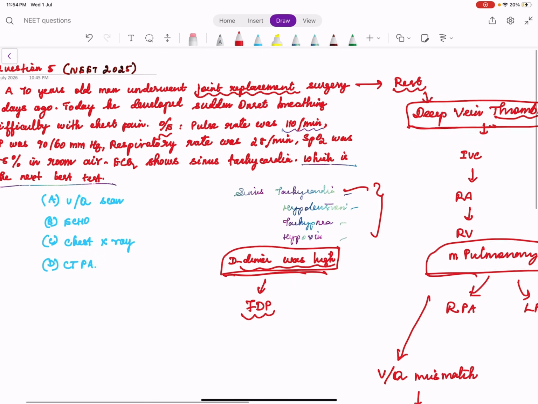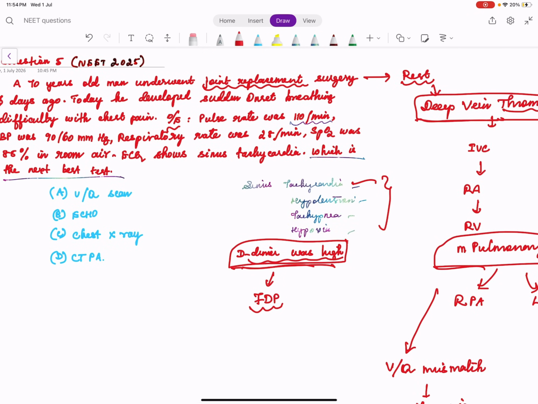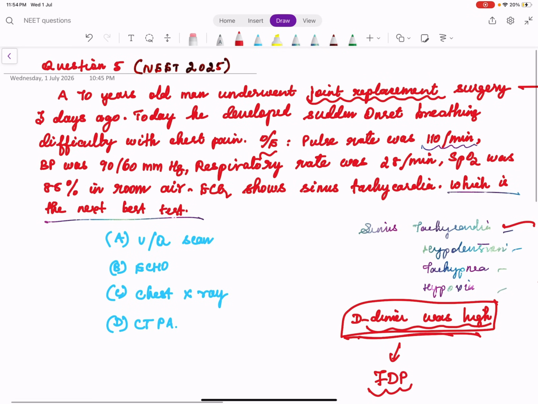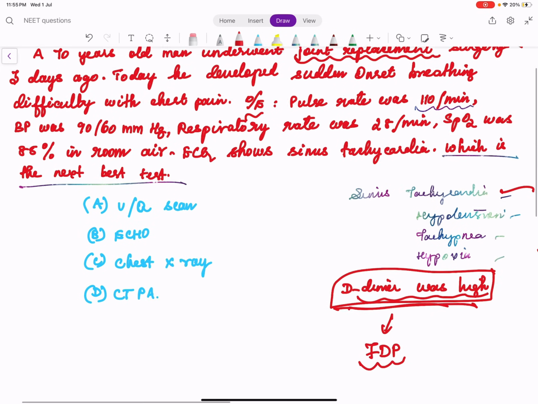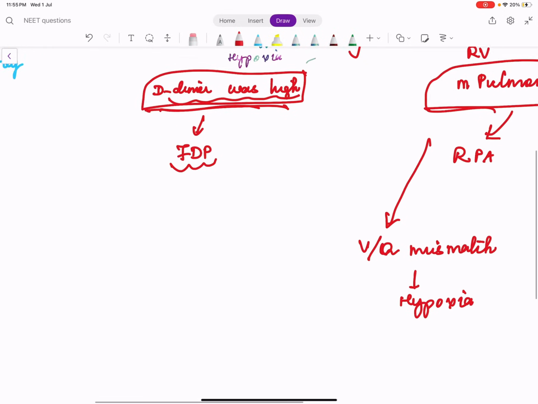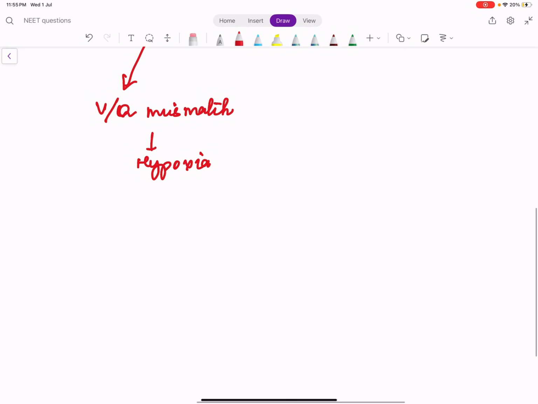Given the clinical clue of a history of joint replacement surgery and bed rest with sudden onset breathing difficulty, clinically this looks like a pulmonary embolism. The most common ECG finding in pulmonary embolism, and this is also an MCQ, is sinus tachycardia. The heart rate will be very high, more than 100.